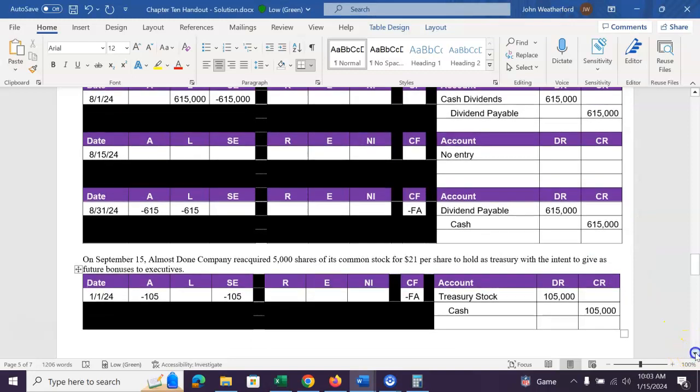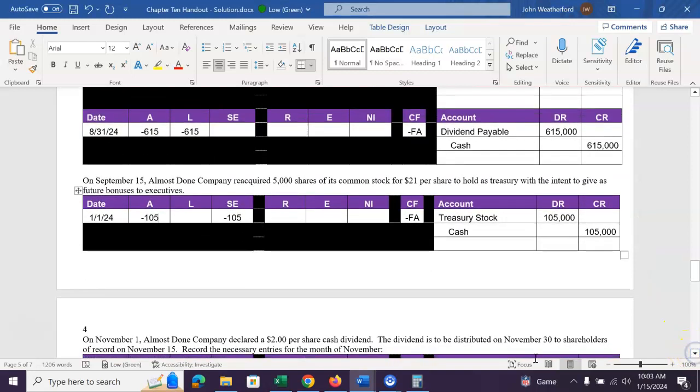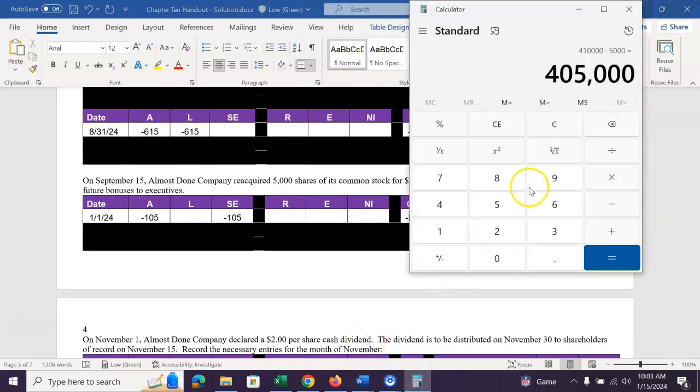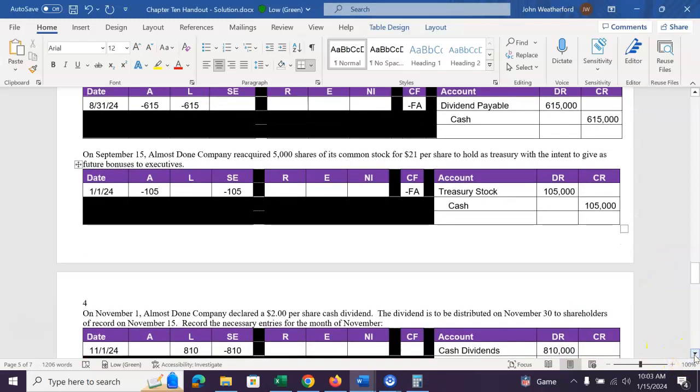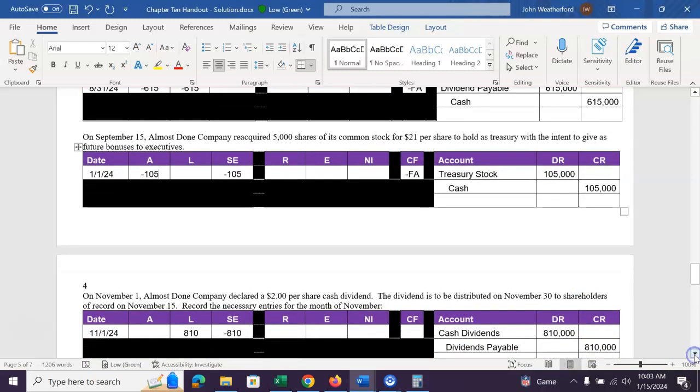Now let's go back down. I believe that was a $2 per share dividend. So times 2 gets us 810,000 will be our debit to cash dividends, and a credit to dividends payable, of course. That was on the date of declaration. The liabilities increased and stockholders' equity decreased. Remember, dividends decrease retained earnings, a stockholders' equity account.